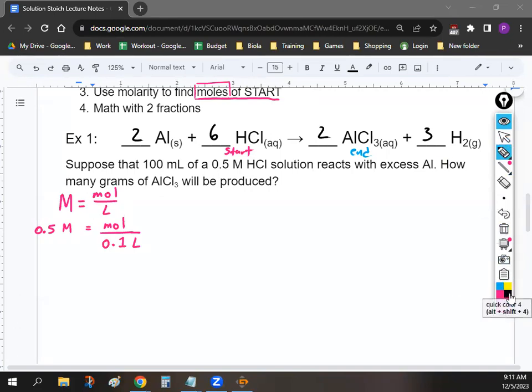All right, so after that, what we're going to do is multiply both sides by the denominator, or the number on the bottom. So 0.1 on both sides. That way this cancels out. And on the other side, you get 0.1 times 0.5. And for the end of step 3, we are going to get 0.05, and that will be moles of your starting chemical, which is HCl. So that's the end of step 3 right there.